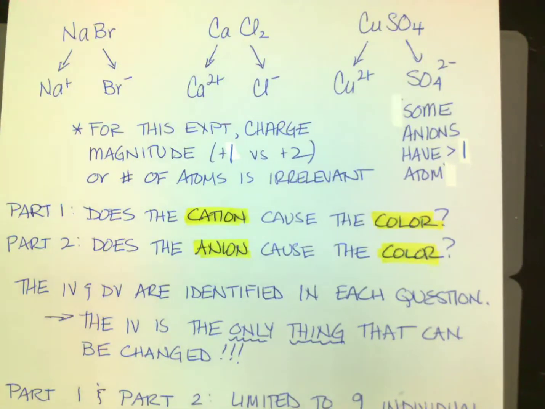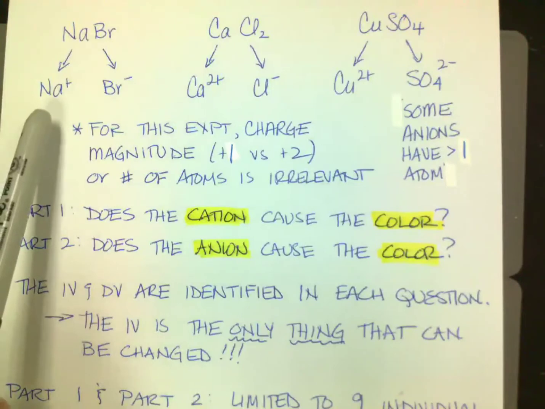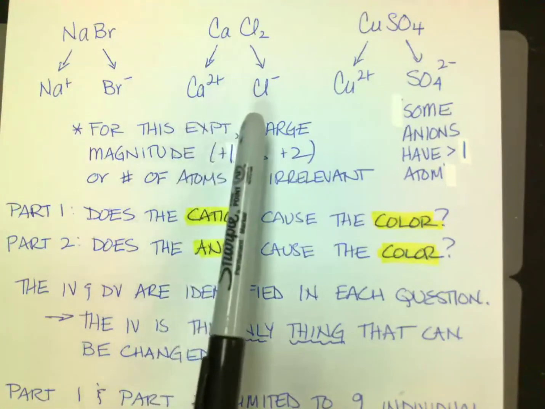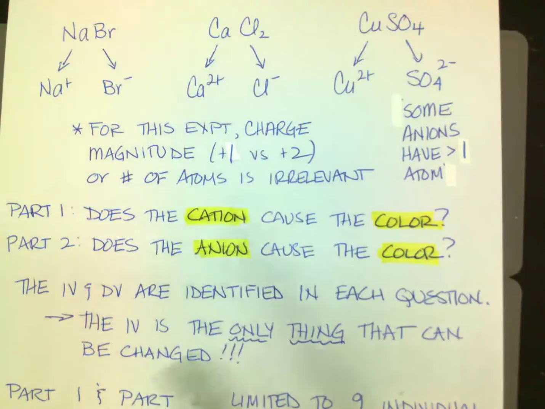We want to know, is it the sodium or the bromide that causes the color? Is it the calcium or the chloride that causes the color? Is it the copper or the sulfate that causes the color? The cation causes the color or the anion causes the color, and that's what you need to determine.